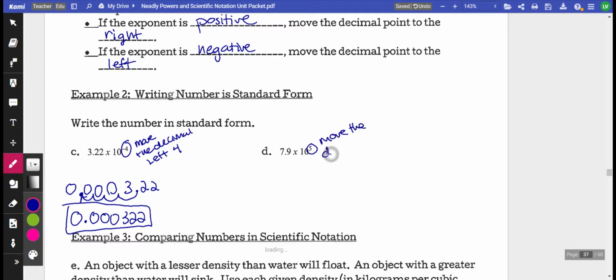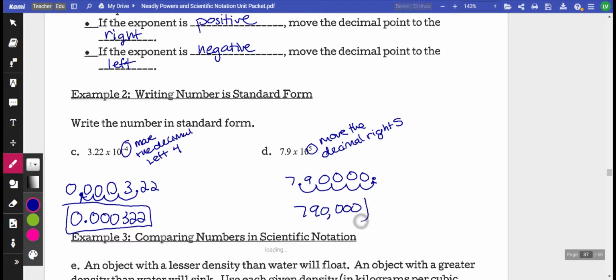All right, for letter D, this is a positive exponent, so we're going to move the decimal right 5. So I'm putting RT for right. Actually, you know what? Let me redo that. Okay, so 7 and 9/10. I'm going to move it 1, 2, 3, 4, 5. I'm going to fill in my zeros. 790,000 will be my final answer.